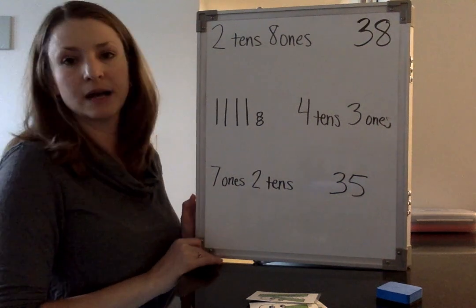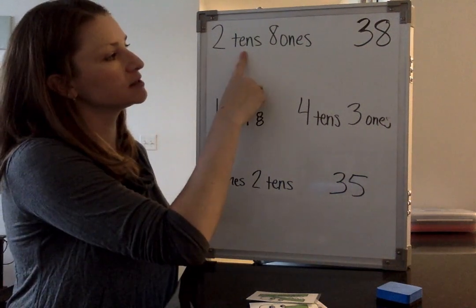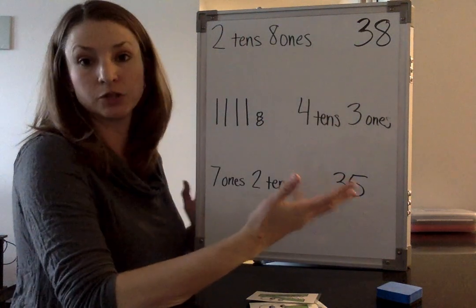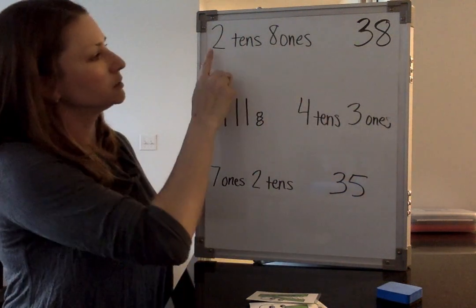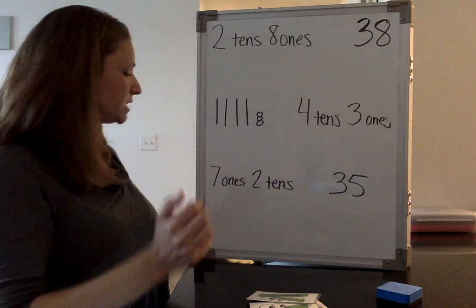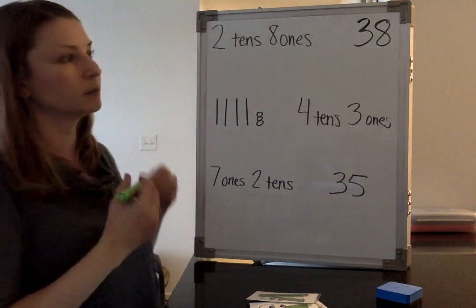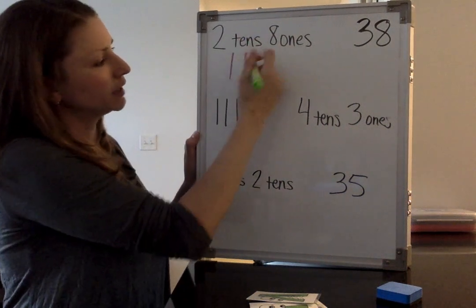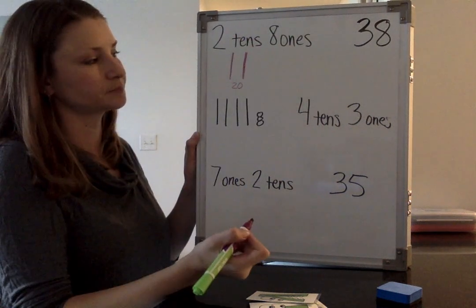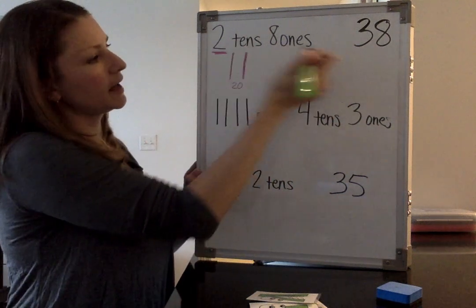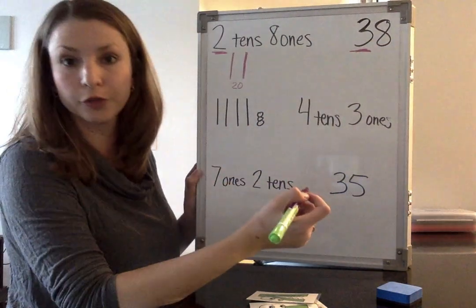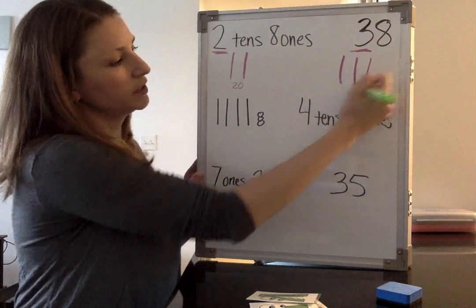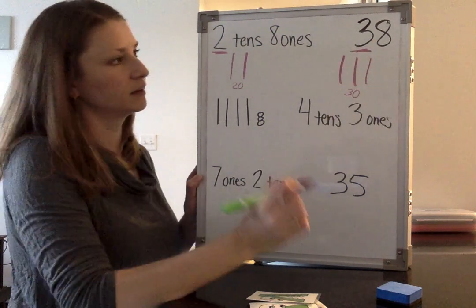Let's read the first problem. It says 2 tens, 8 ones. And then here we have the number 38. So to figure out which is greater, less, or equal. 2 tens means I need to draw my 2 ten sticks. 1, 2, and 2 tens I know is 20. So I did that. Here we have 3 tens. So I'm going to draw that out. 1, 2, 3 tens is 30.